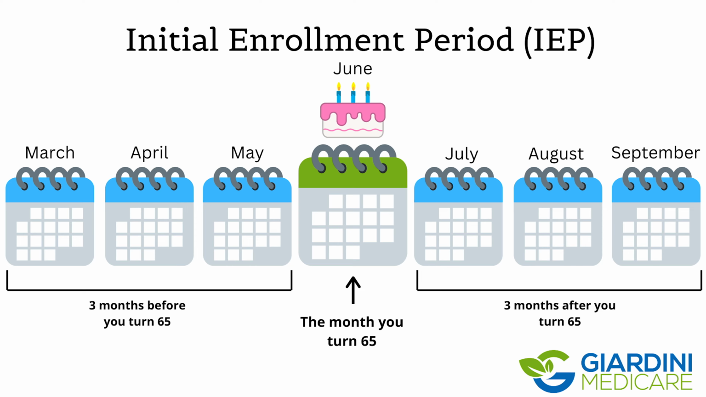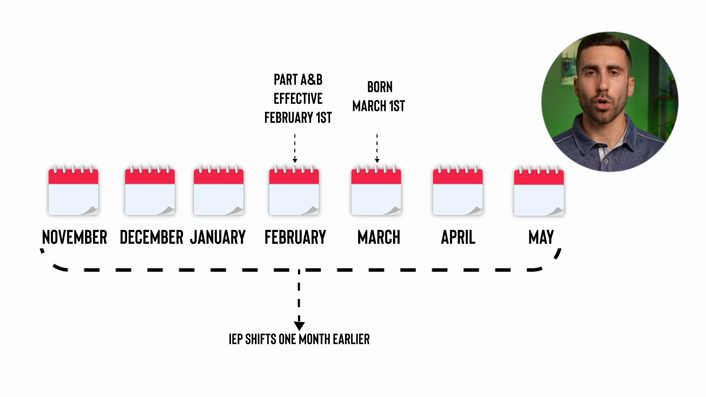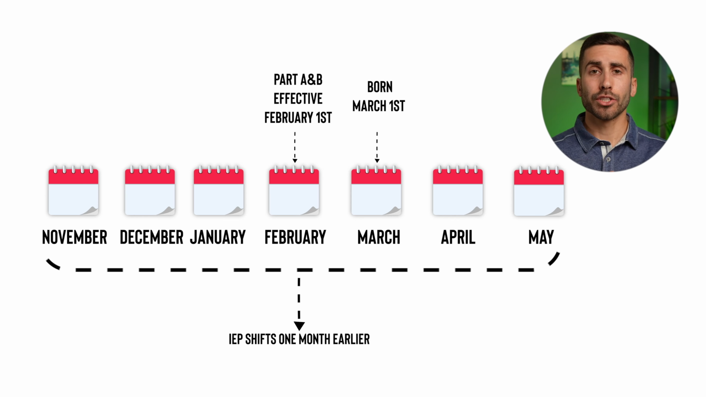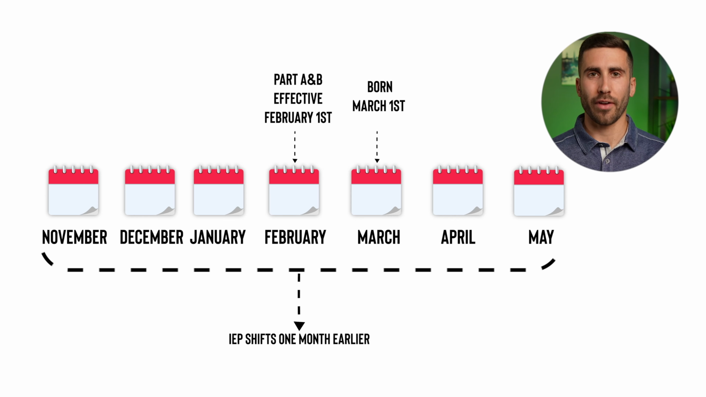But of course, there is an interesting twist. If you were born on the first day of the month, your IEP shifts 1 month earlier. So for a March 1st birthday, it would actually be easier in your mind to pretend that your birthday was in February, since in this case, your IEP would actually occur from November through May, and you would be eligible for Medicare Advantage or Part D coverage effective February 1st.